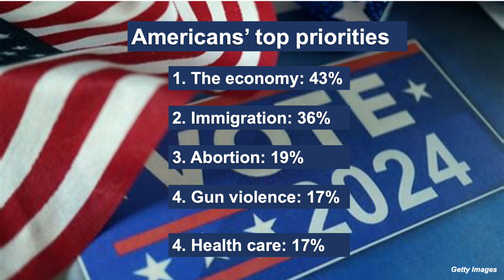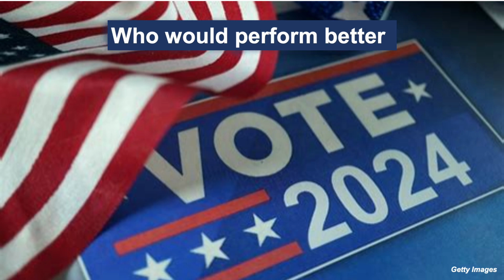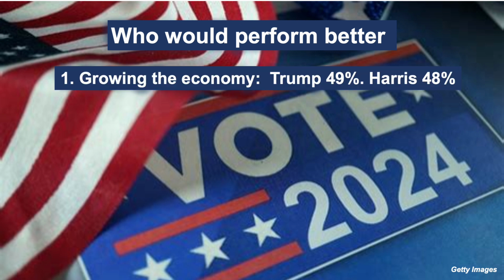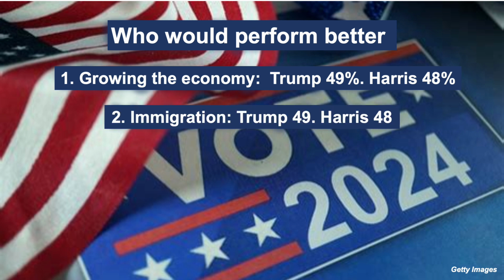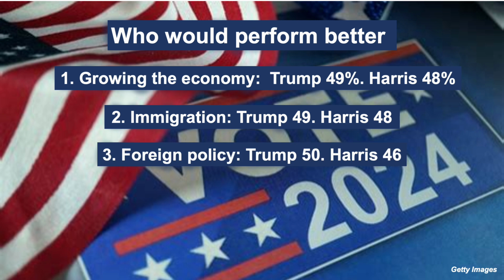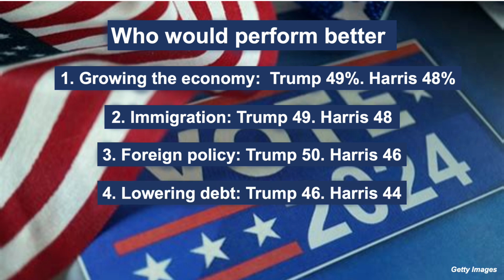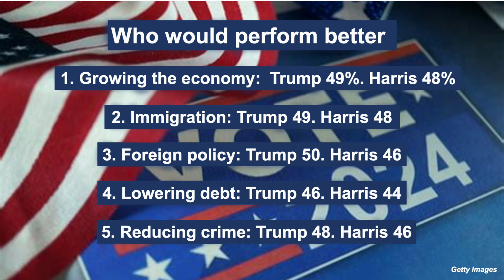Now, let's have a look at who voters think would perform better on these issues. The list here doesn't completely align with the one you've just seen, but the first two do. Growing the economy: 49% say Trump would do a better job than Harris. Immigration and the border: Trump 49%, Harris 48%. This won't surprise you. Implementing a strong foreign policy: 50% said Trump would, 46% said Harris would. Lowering the national debt: Trump 46%, Harris 44%. Reducing crime: Trump 48%, Harris 46%. So they're all pretty close, aren't they, except for the foreign policy one, which is a bit of a worry.